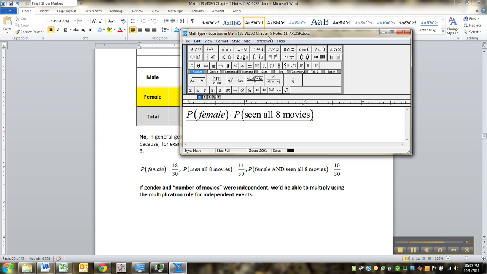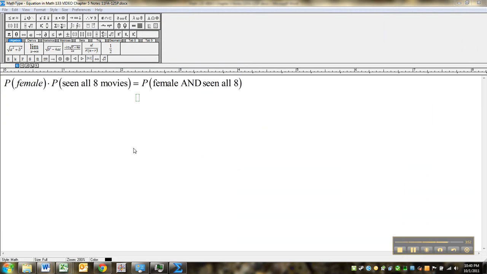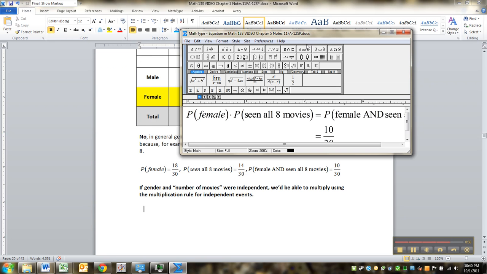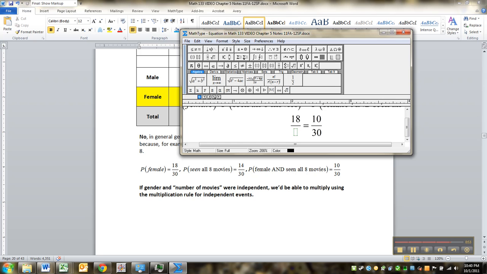Is that actually equal to the probability of female and seeing all 8? Okay, so I know the right-hand side is equal to 10 out of 30. And I know the left-hand side, if they were independent, should be equal to 18 out of 30 times 14 out of 30. So let's see if it really works out.